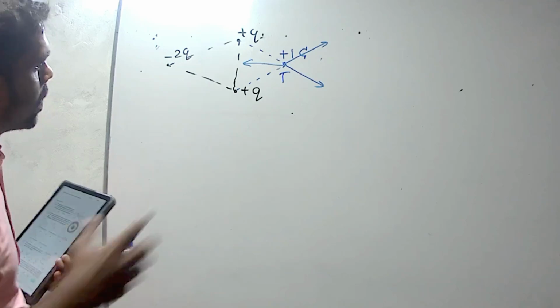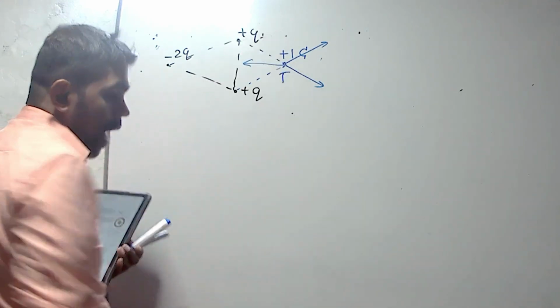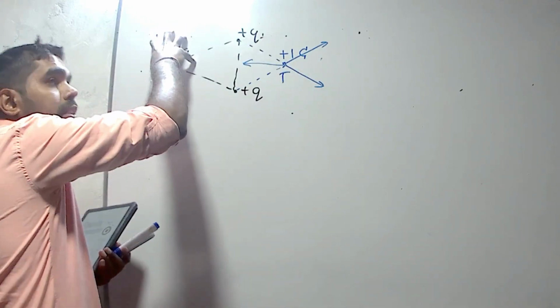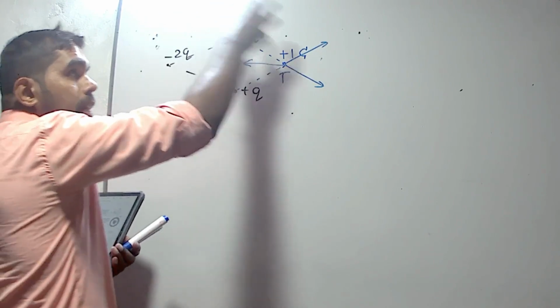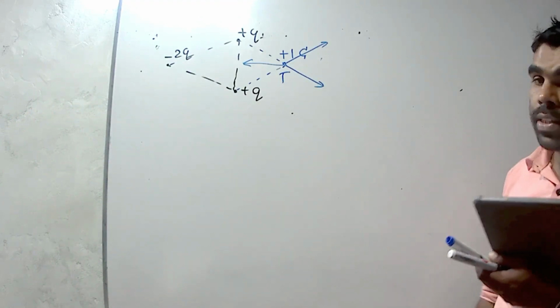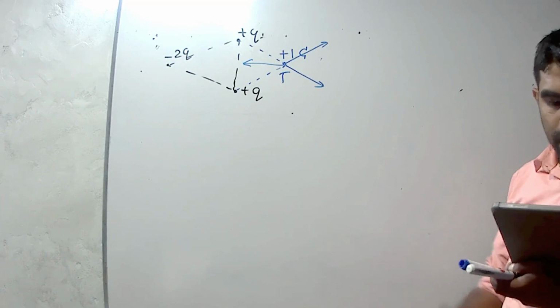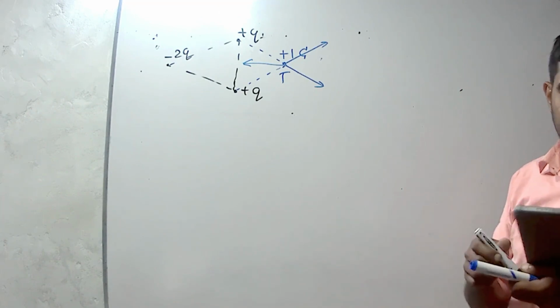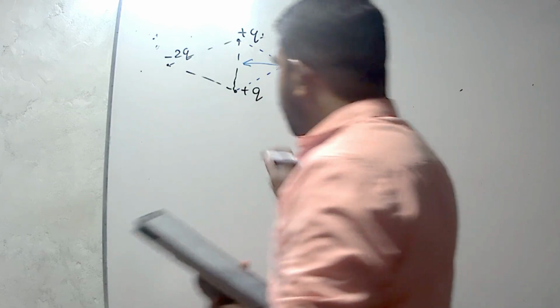Then considering this point, we have to consider that this one is the largest charge. The neutral point should be at a greater distance from the larger charge. Then T is the neutral point, field intensity 0. This one is the correct answer.